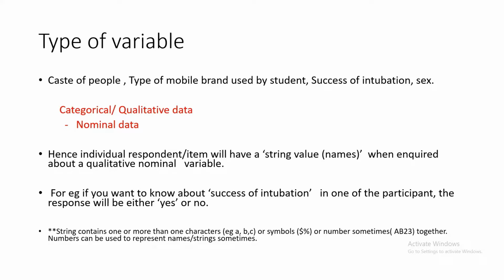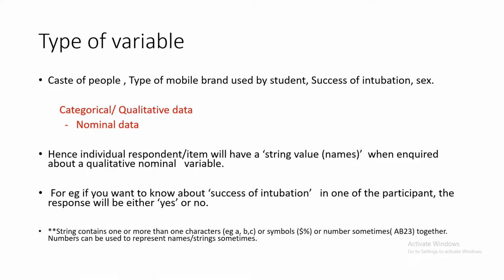Sex, either male or female, it is a nominal data. Hence independent respondent item will have a string value when inquired about a qualitative nominal variable. So if you want to know about success of intubation in one of the participant, the response will be either yes or no. And for few of you, the term string may be a new term.